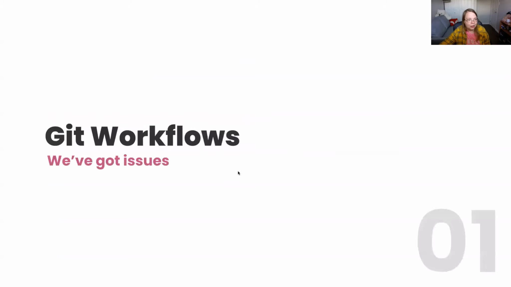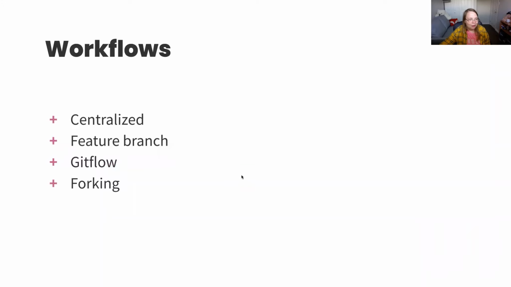So let's get rolling. Let's talk about Git workflows. And as you know, all Git repositories got some issues. There are four workflows that are typically recognized: the centralized one, the feature branch one, Git Flow, and forking. Let's dive into all of them in detail.